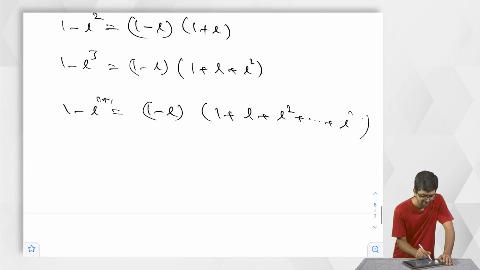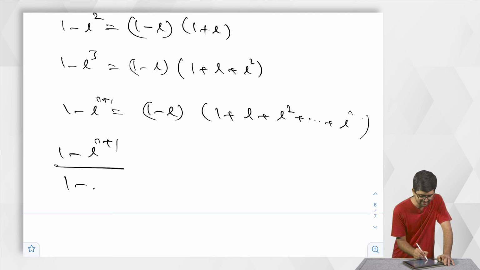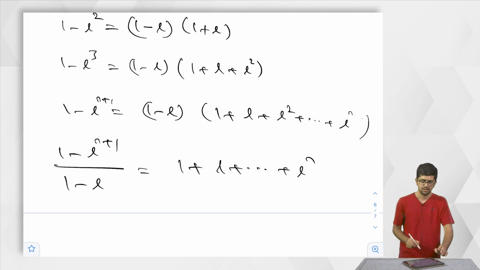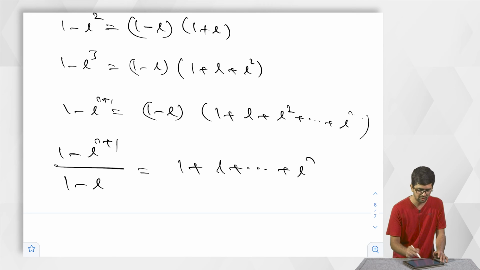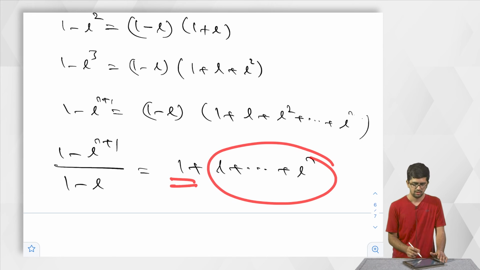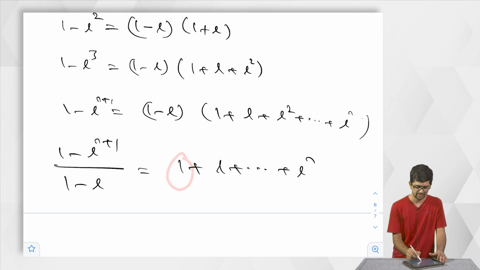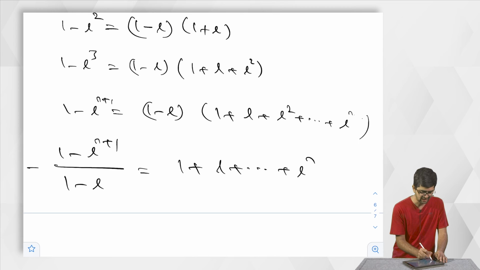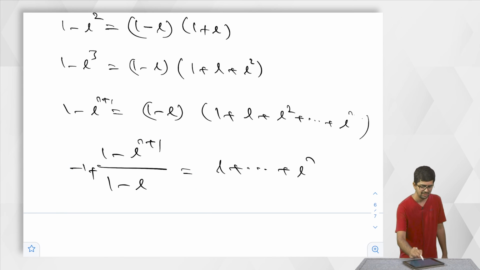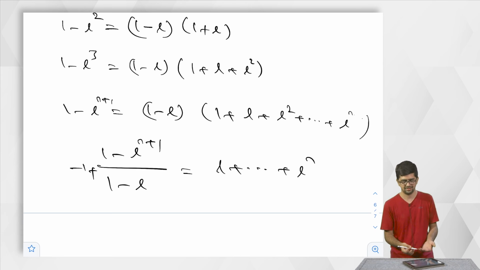So what I have is the following: (1 minus L power n plus 1) by (1 minus L) is equal to 1 plus L plus so on, L power n. Now we only want this part, we do not want this part. Whenever you do not want something and there is addition, you move it to the left side, you get a minus 1. So we have minus 1 plus this thing is equal to L plus so on. Now this is slightly better than this description. I mean those two are equal, but it is easy to see.